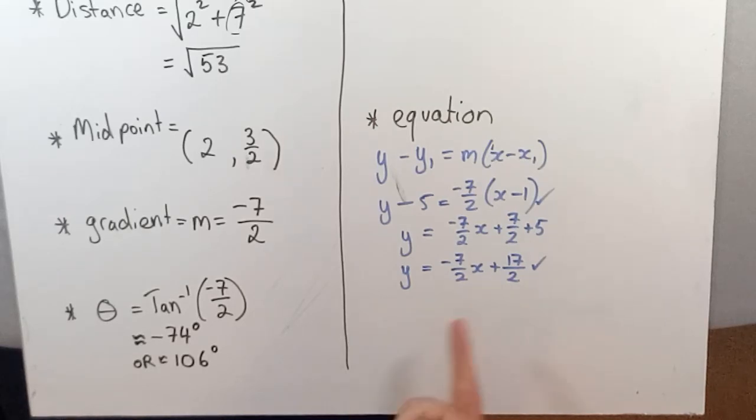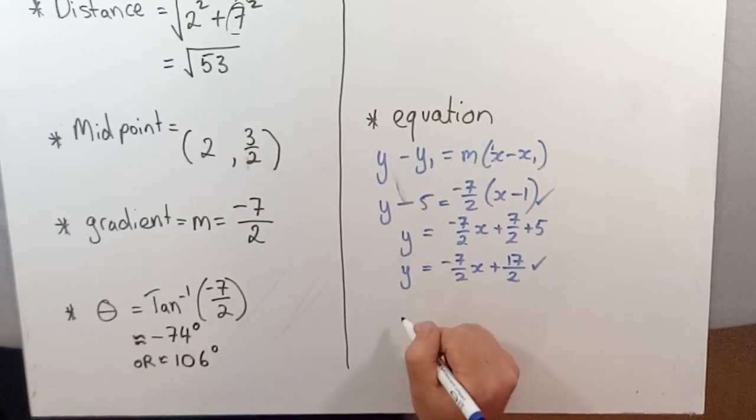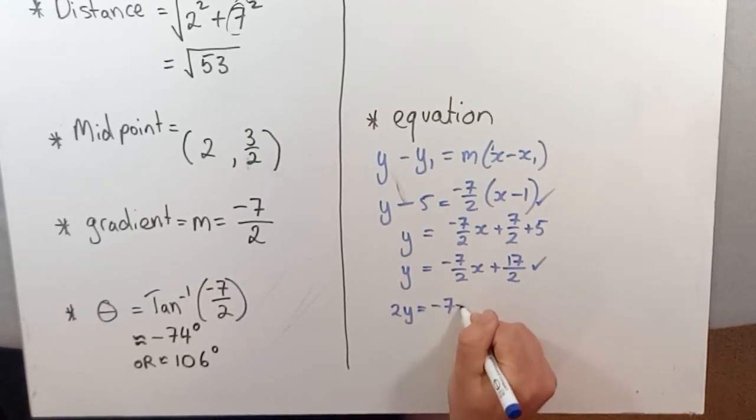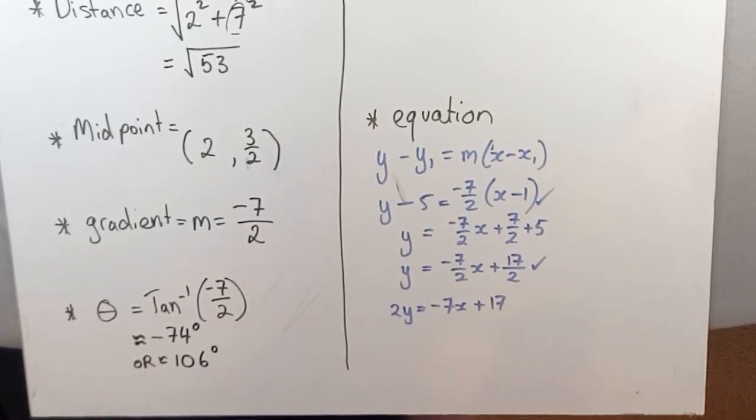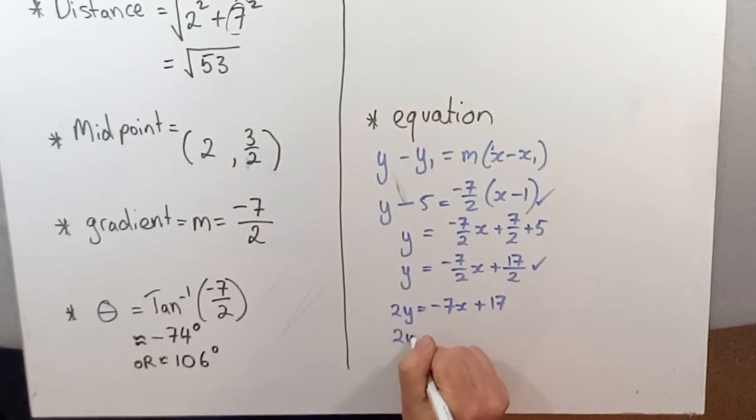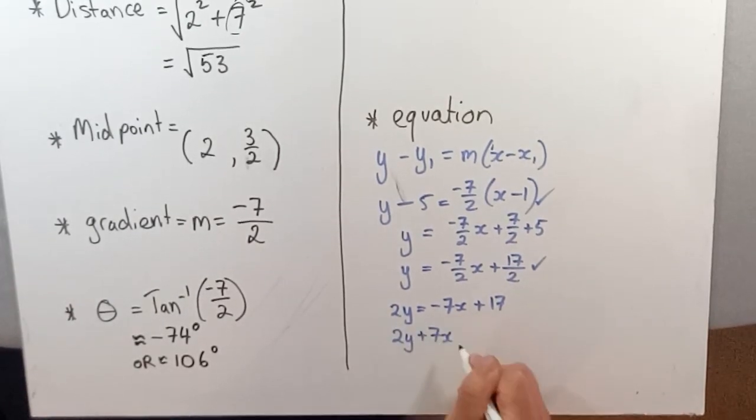Or I can multiply everything by 2 and move my x's on the other side. So I could have 2y equals -7x plus 17. We don't like to look at that negative, so we'll move this across. So we get 2y plus 7x equals 17. So that's another third way you could write that answer.